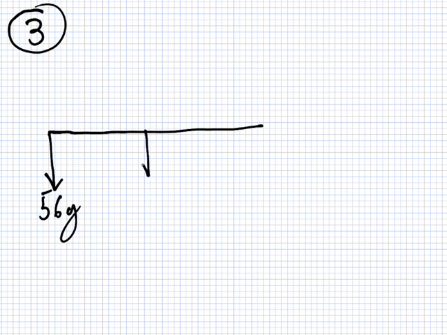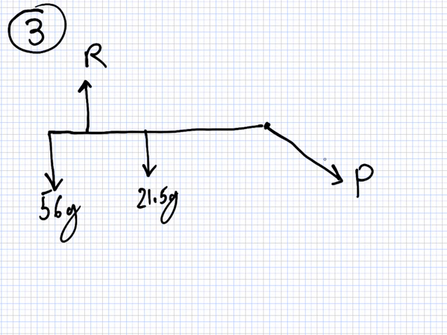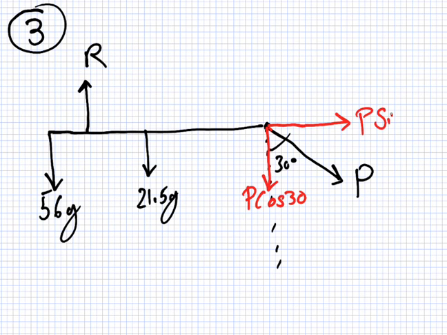Right, so in 3 you have this here. Here is 56G. Here is 21.5G. Here is an OR. And then here is a P. And you're told that this angle here is 30, which means that this piece is P cos 30, and then this piece here, P sine 30.